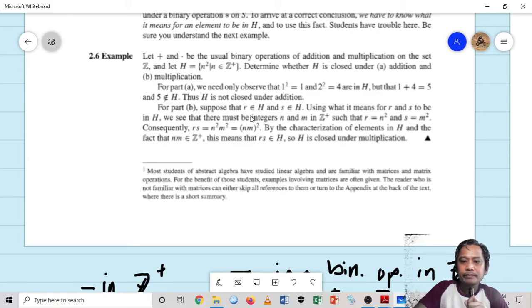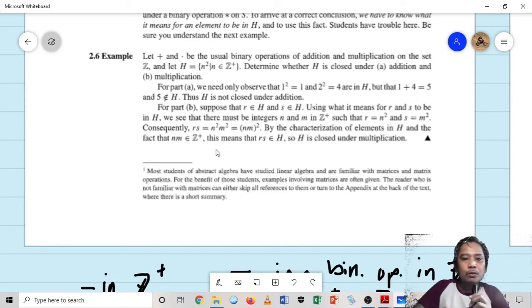For the second operation, we now take arbitrary elements of H. Arbitrary meaning we take symbols to represent any element of the set H. So let's take R and S to be elements of H. If R and S are both in H, there should be positive integers M and N, so that R is the square of N and S is the square of M, meaning both R and S are perfect squares, and there are integers N and M for which the squares are R and S respectively.